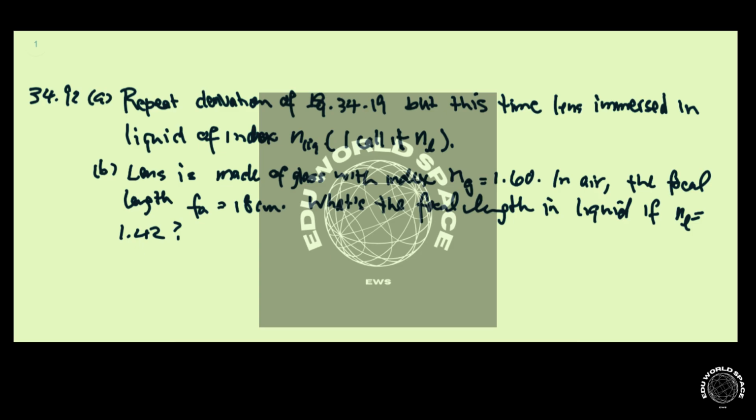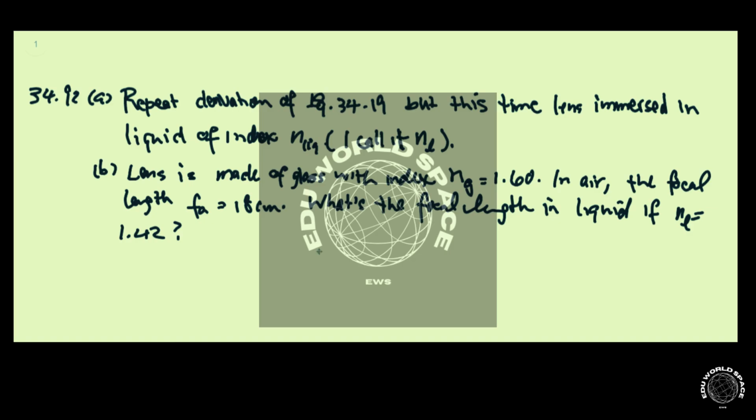And in part B, we're told that this particular lens is now made of glass, which has an index of refraction of 1.6, which I call Ng. In air, the focal length of this glass lens is 18 centimeters, and I've denoted the focal length in air as Fa. And then we're asked to find the focal length of this same glass lens in liquid if the index of refraction of the liquid is 1.42.